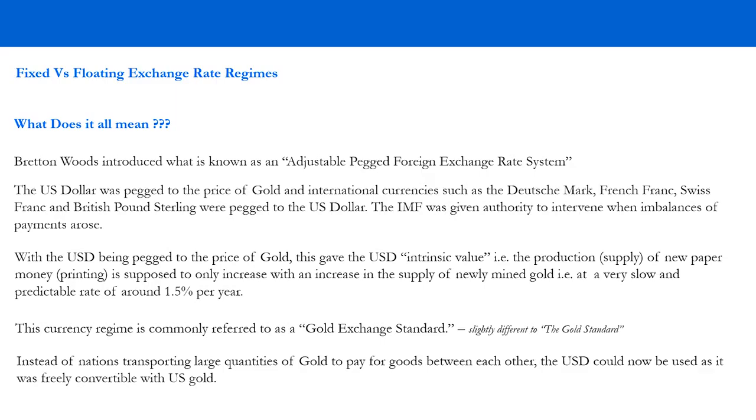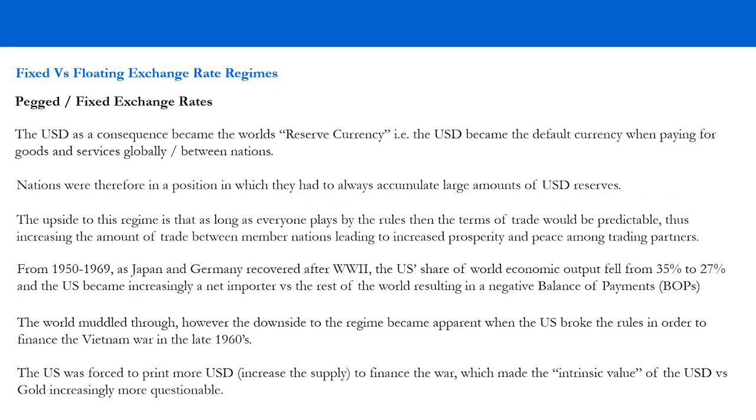So instead of nations, let's say, transporting large quantities of gold around the world to pay for goods between each other, what would happen now is that the US dollar would be anchored to the value of gold and the supply of gold, and all major trading nations would use US dollars in order to pay for those goods. And obviously notes are much more easily transportable.